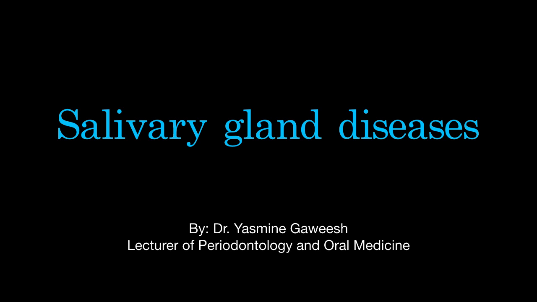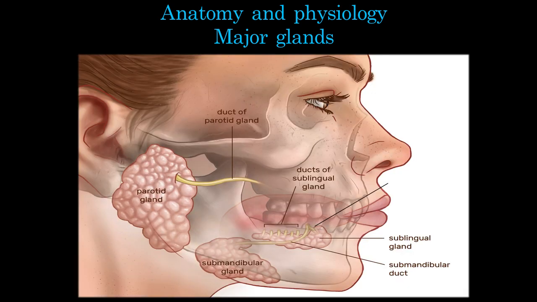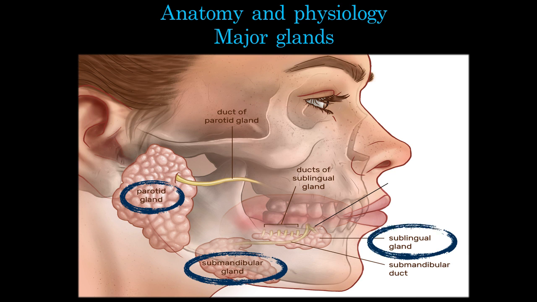Okay, and today we're talking about salivary gland diseases. First of all, we'd like to just remember some important points about the anatomy and physiology of salivary glands. If you remember, we have three pairs of major salivary glands. We have the parotid glands, submandibular, and sublingual glands.